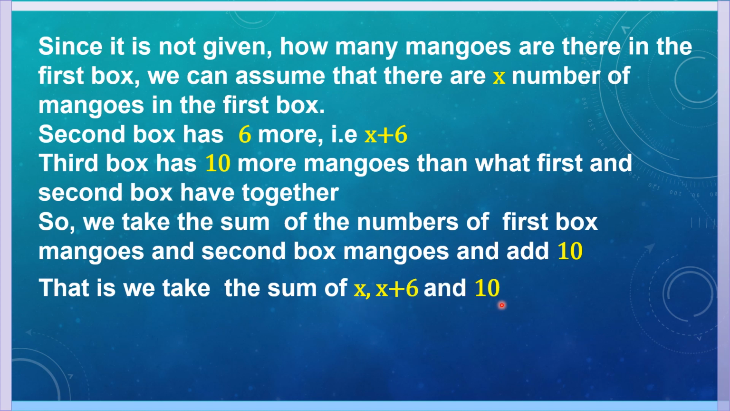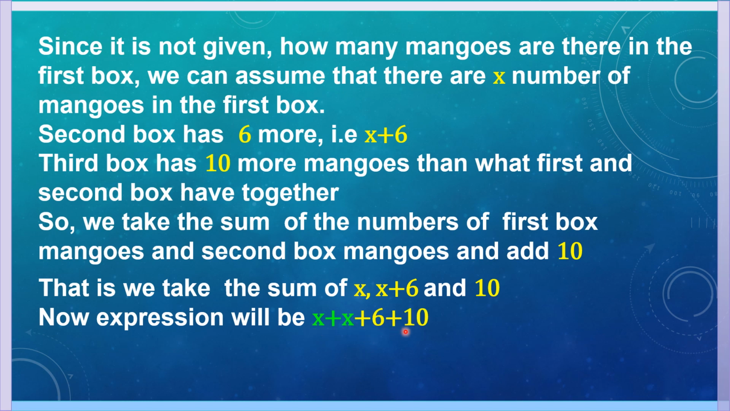This x represents the number of mangoes in the first box that we don't know. That's why we have taken it x, right? x plus 6 represents mangoes in the second box. We have to add plus 10 to the two expressions to get the mangoes in the third box. Now let us separate the like terms, that is x, and add them together to get 2x. Similarly, we can add the numerical terms, that means 10 plus 6 is equal to 16. Therefore, the third box has 2x plus 16 mangoes.